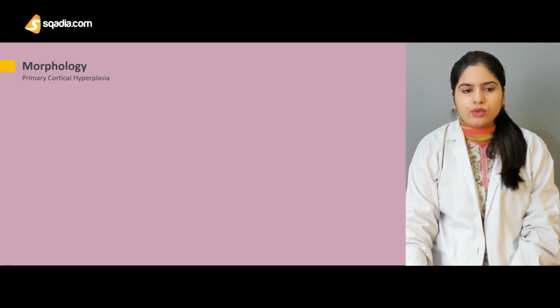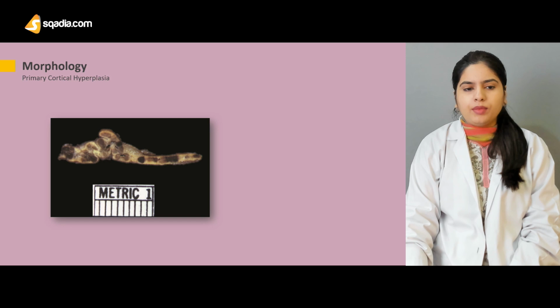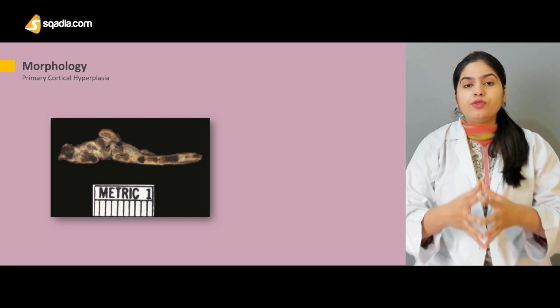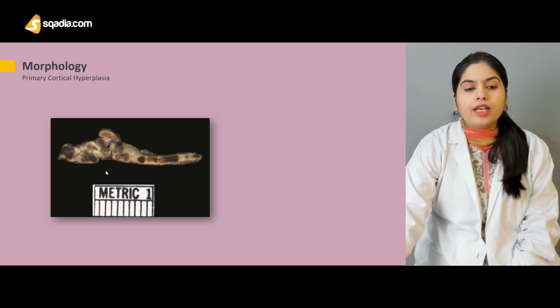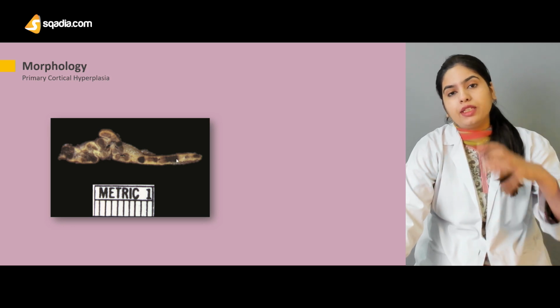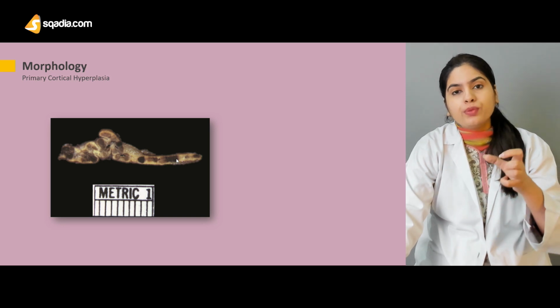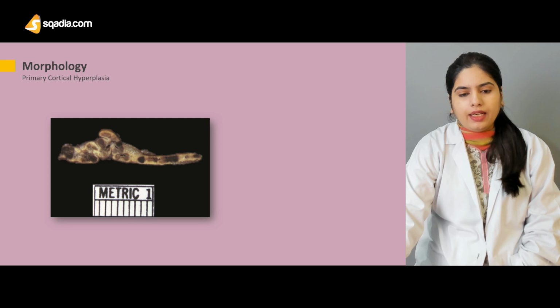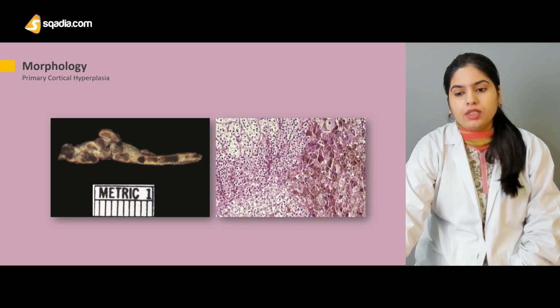If you look at this diagram, it shows primary cortical hyperplasia, and this is due to an adrenal tumor. Here you can appreciate the different nodules. These are the nodules formed inside the adrenal gland, and these are due to tumors or cancer of the adrenal gland. And you can also appreciate the microscopic changes here.